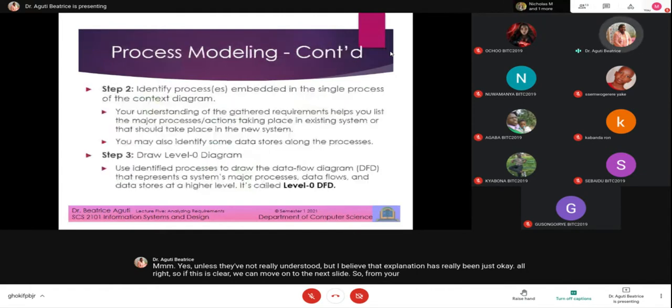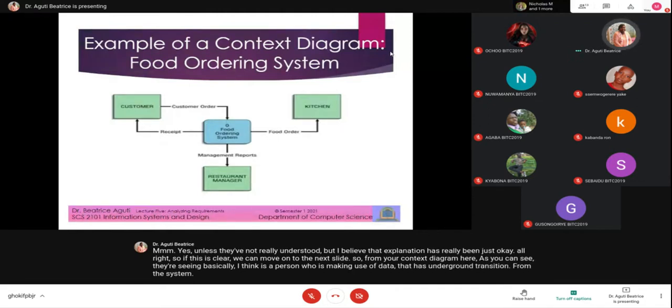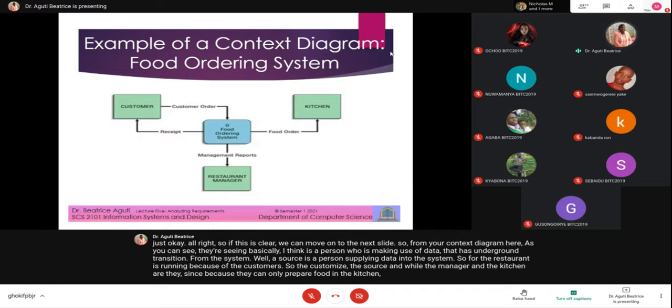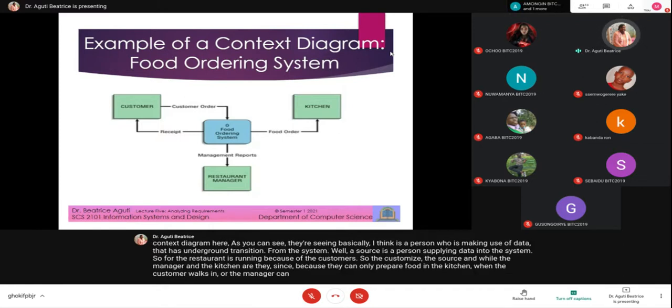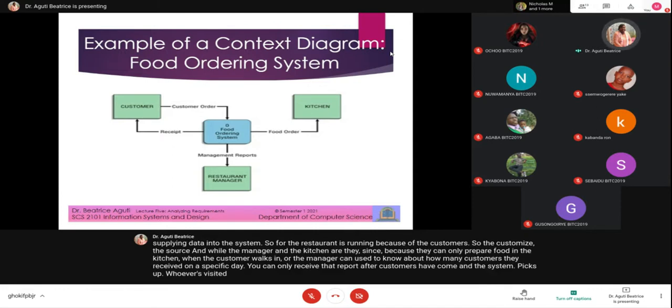So from your context diagram here, as you can see, a sink is a person who is making use of data that has undergone transition from the system, while a source is a person supplying data into the system. So for the restaurant, it is running because of the customer. So the customer is the source. And the manager and the kitchen are the sinks, because they can only prepare food in the kitchen when the customer walks in. Or the manager needs to know how many customers they received on a specific day. He can only receive that report after customers have come and the system picks up whoever's visited the restaurant and the kind of foods they've eaten.